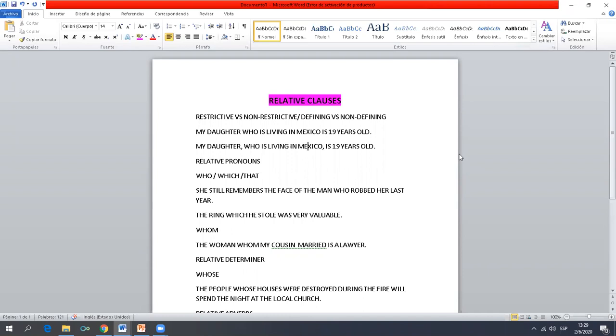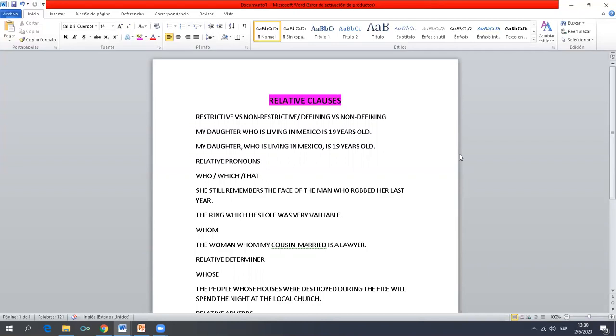Hello, grammar students. We have to keep on working with subordinate clauses. We have already talked about noun clauses and adverbial clauses. So now let's move on to the third kind, relative clauses. Relative clauses are classified into restrictive and non-restrictive relative clauses. Or maybe you can find the names defining and non-defining relative clauses, and even identifying and non-identifying relative clauses.